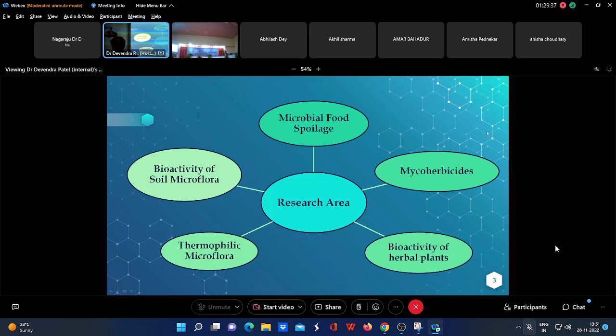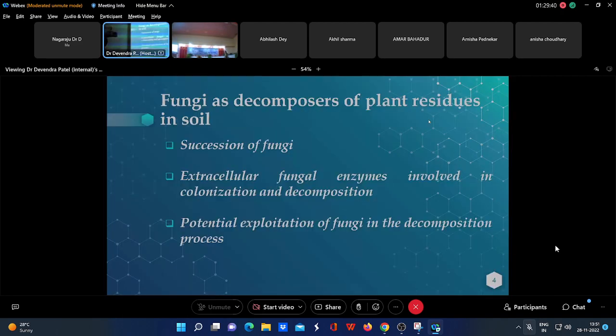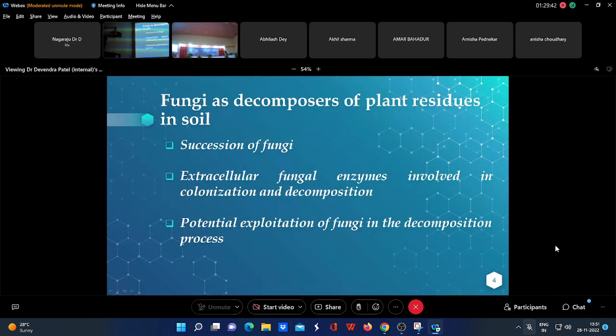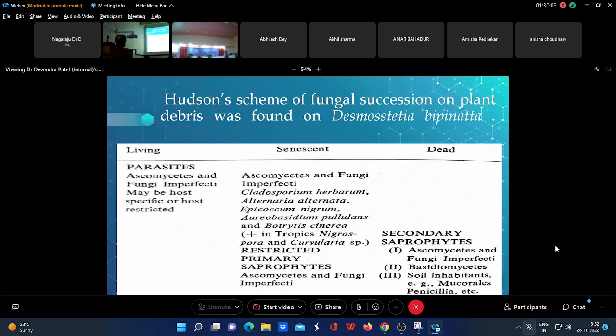First slide, please. This is my PhD work: the succession of fungi, production of the extracellular enzymes, cellulolytic, pectolytic, lignolytic, and their potential exploitation in decomposition, as the individual role is concerned. These are the patterns, the Garrett pattern and the Hudson pattern.